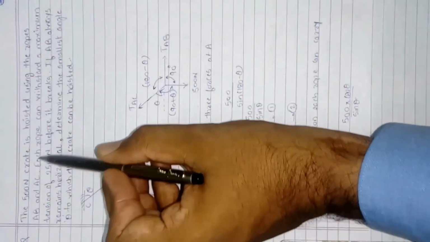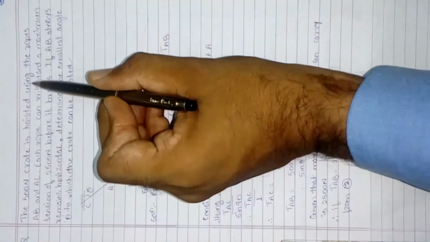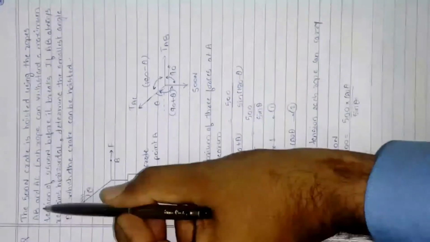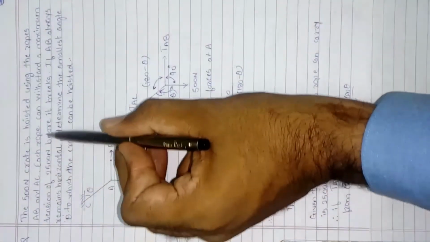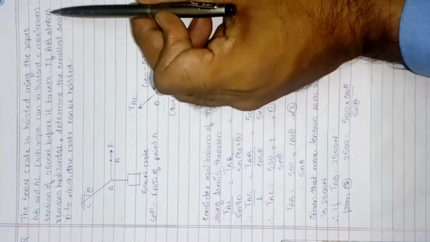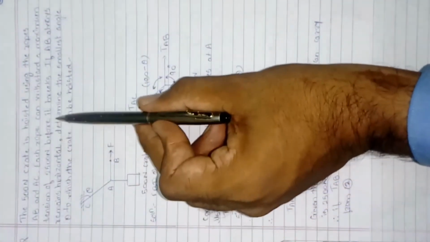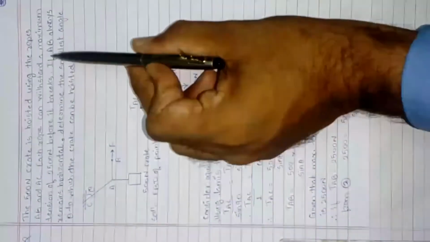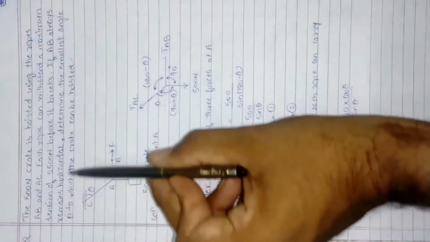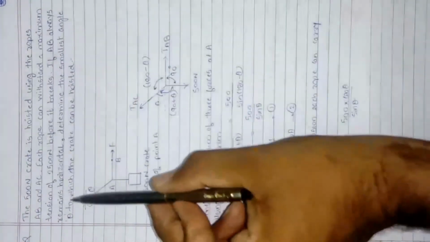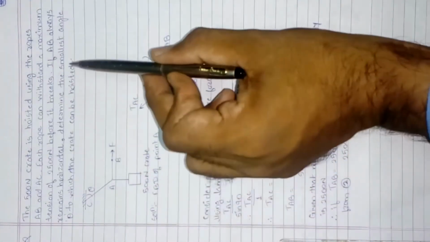The 500 N crate is hoisted using the ropes AB and AC. Each rope can withstand a maximum tension of 2500 Newton before it breaks. If AB always remains horizontal, determine the smallest angle theta to which the crate can be hoisted.